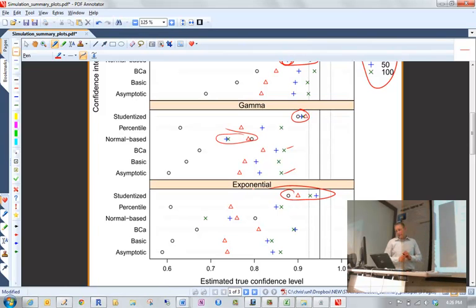So anyway, it's interesting to see these results, that even with a sample size of 100, you may not do well. Nothing will do well.